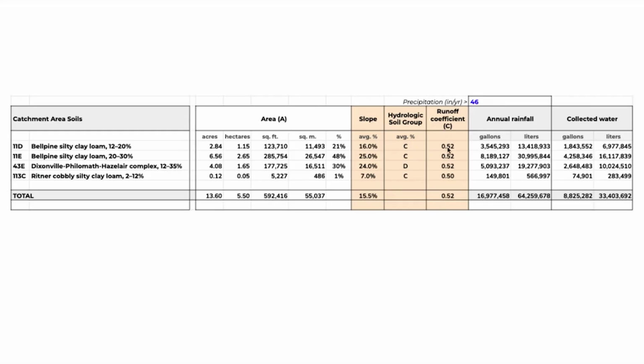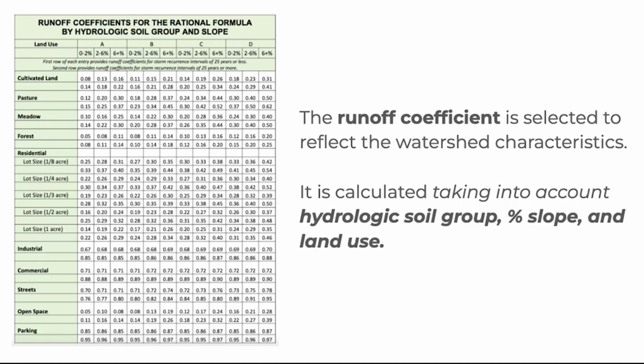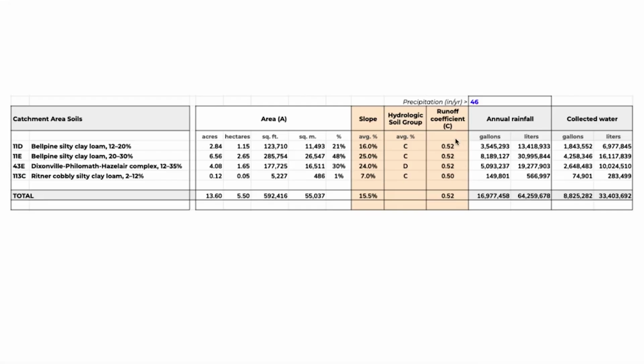In order to get our runoff coefficient, we've plotted the average percent slope of all of our soils and our hydrologic soil group. And we can look at our table and find, based on percent land use and the soil group, a coefficient number for each of our soils. So we've entered that number here, and we'll use this coefficient to calculate our total flow volumes from our drainage area. We can use this data to now calculate our total water volumes.